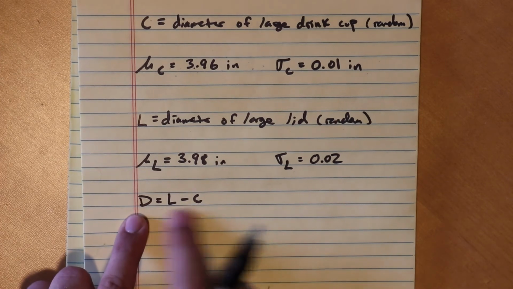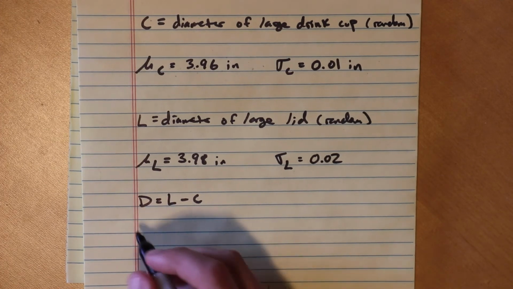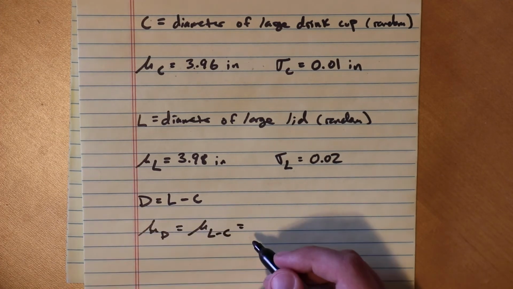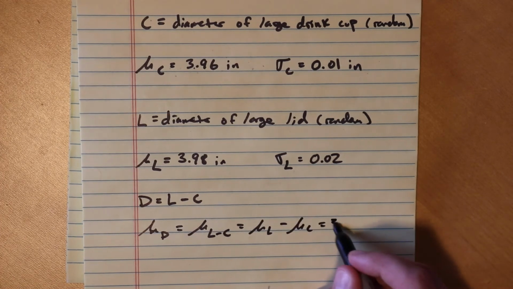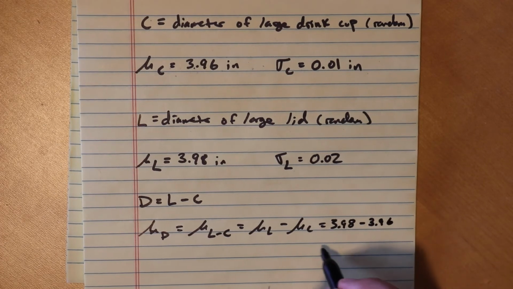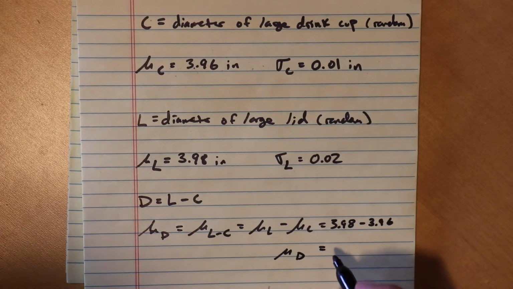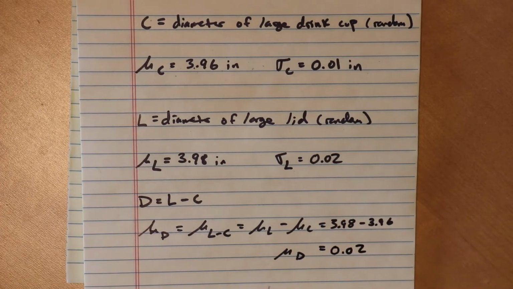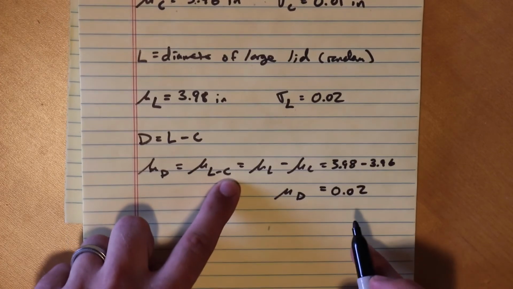So let's take a look at the distribution of how this would occur. The difference between these is really just subtracting the two means. So it's 3.98 minus 3.96. So the mean of the difference is 0.02, which is good news. This means that on average, we expect the difference between the lid and the cup to be a little bit more than 0, which is perfect for lids and cups.